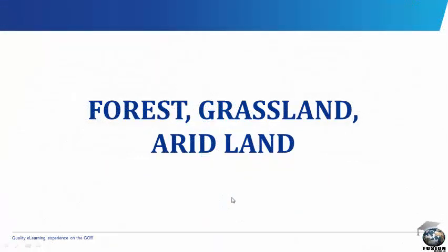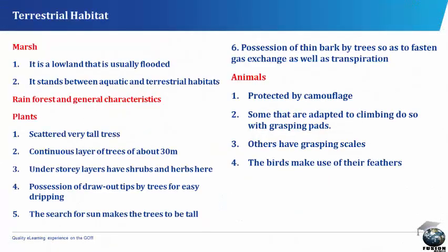Forest, grassland, arid land. The forest, grassland and arid land are called the terrestrial habitat. Soil and rain influence the nature of the terrestrial habitat. They are divided into the marsh, the rainforest, the grassland, and the arid land. The marsh is a lowland that is usually flooded. It stands between aquatic and terrestrial habitat.